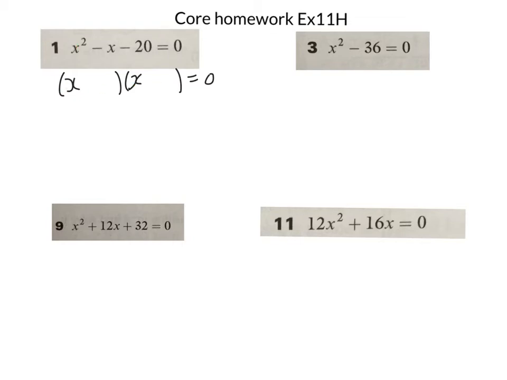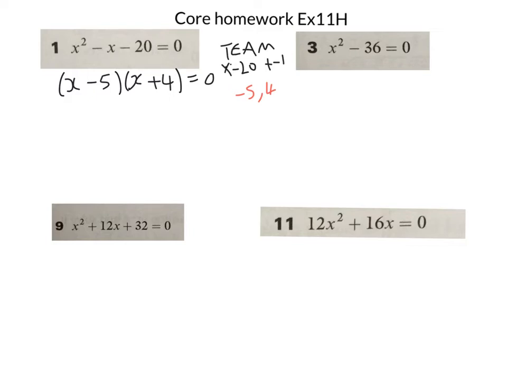And for here, we need to do our timesing and adding to work out what goes in the other brackets. They will have to times to give the end number. So we're going to look at they have to times to give minus 20, and they have to add to give the middle number. The middle number is minus 1. So two numbers which add to give minus 1. Bit of trial and error there, and you should get that it's minus 5 and 4. So you put in minus 5 and plus 4 there.